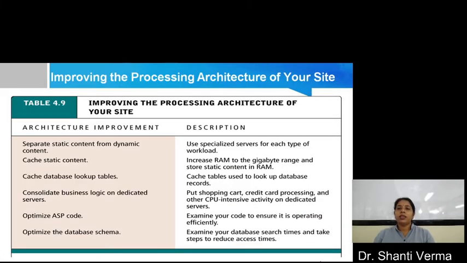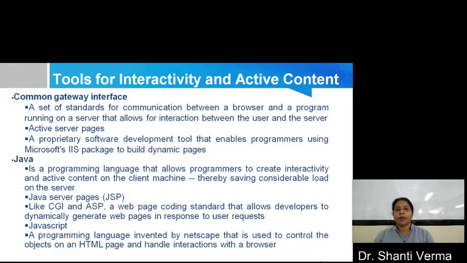The next scaling is improving the processing architecture of your site. In the processing architecture, you improve and meet the demand of the e-commerce website by separating the static content from the dynamic content, caching static content, caching database lookup tables, consolidating business logic on dedicated servers, optimizing your ASP code, or optimizing the database schemas. So these are the different ways to improve the architecture for the e-commerce website.